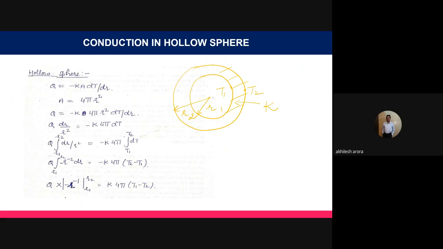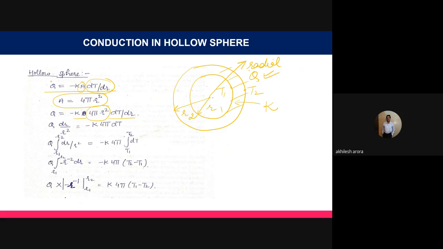Now I want to calculate the heat transfer. Once again, I am considering that the heat transfer is taking place in the radial direction. So let us calculate the value of heat transfer in the radial direction. Once again, I can write this particular equation: Q dot is equal to minus kA dT by dr. The only difference here is that the area is different now. In the case of a cylinder, it was 2 pi r l, but in this particular case, it is 4 pi r square. So we can put area equal to 4 pi r square.